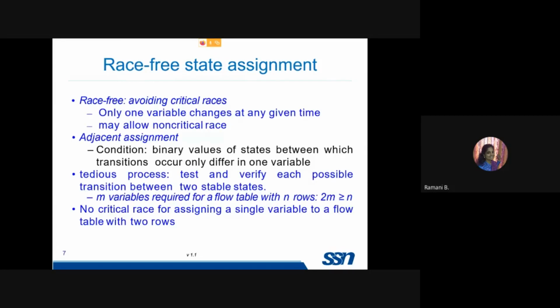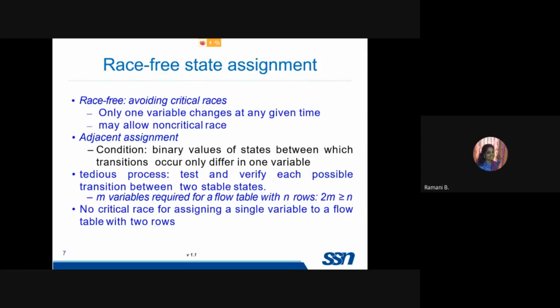So this race-free state assignment, generally they ask as theory only, or you have to understand the example given over here as such and try to explain how the race-free state assignment is performed. Okay. So race-free, the name itself implies that you should avoid the race conditions. Majorly the critical races. It is okay if we have a non-critical race. However, a critical race should always be avoided.